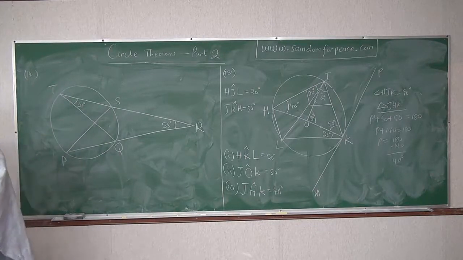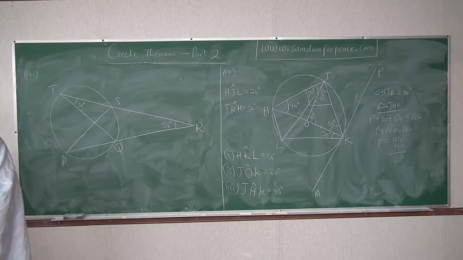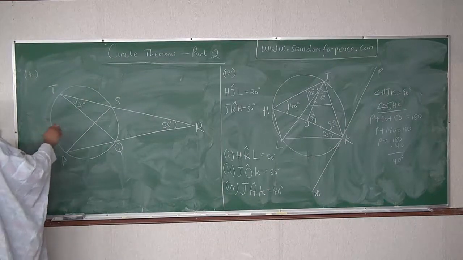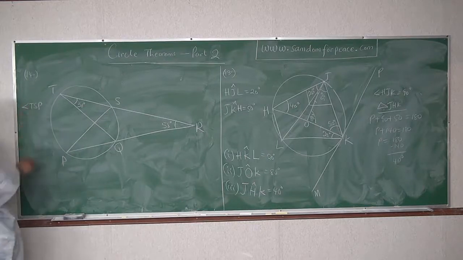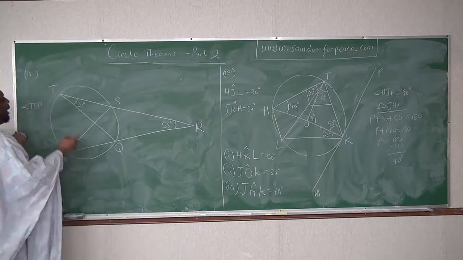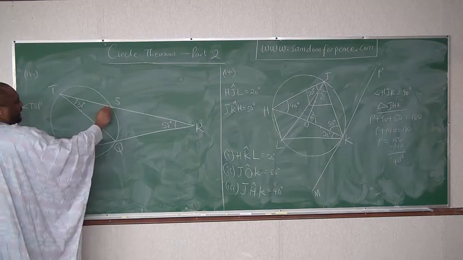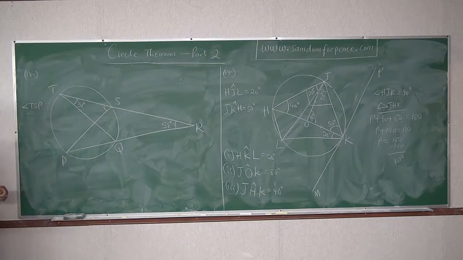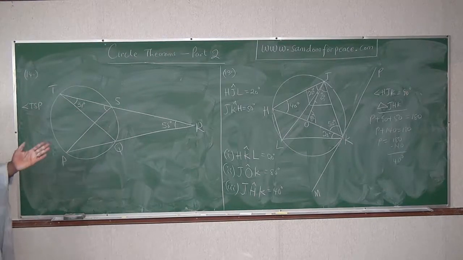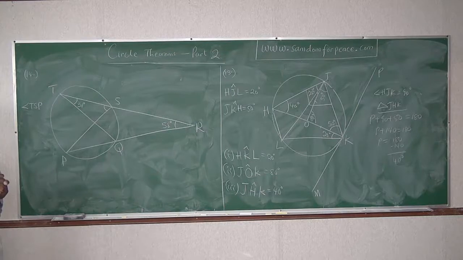It says find the value of angle TSP in the diagram. There might be so many ways. Of course, there are ways to solve this, but we are looking for a quick way, fast and accurate. Because for these multiple choice problems, your target should be a minute to solve it.